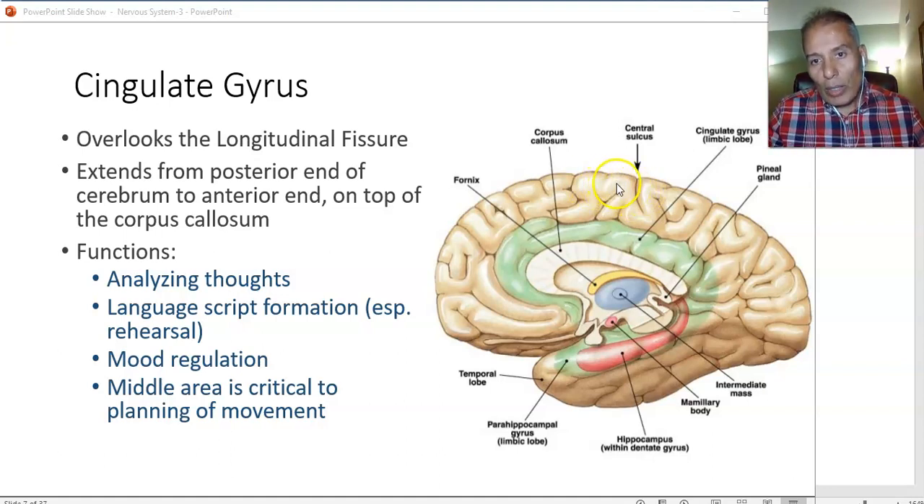Anterior to it, there is a little area here that contributes to motor planning. That area is called the supplementary motor cortex. And beneath it are two parts of the cingulate gyrus that serve motor planning functions. And they communicate with the supplementary motor cortex. So this area here contributes to motor functions, planning of movement for speech or anything else.